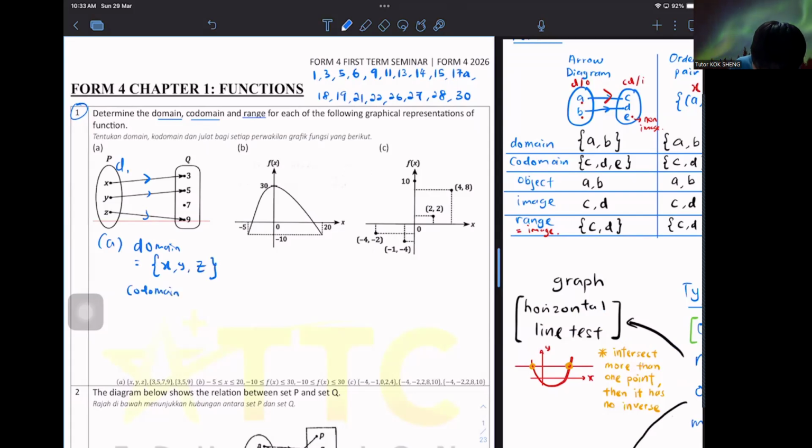Codomain. So codomain, the right 8. Okay, everything: 3, 5, 7, 9. Okay, last one, range. So range here is follow the image, okay? So see again, there is a non-image here. There is a non-image here. 7, there's no line connect to it. So only 3, 5, 9 as your range.